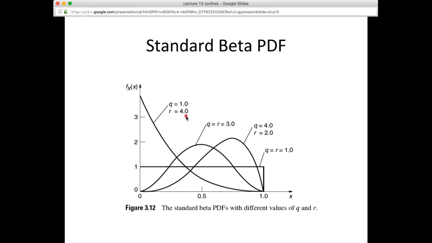So in this case, we've got a highly positively skewed PDF or form of the beta distribution, when Q is 1 and R is 4. When they're equal to each other and equal to 3, you get something that looks more symmetrical. And then when Q is 4 and R is 2, it's looking negatively skewed. And then you've got this really cute example where when Q equals R and equals 1, it's actually a uniform distribution. So the probability density is everywhere the same between 0 and 1. So that's called a uniform distribution. So lots of different shapes associated with these different choices of Q and R.